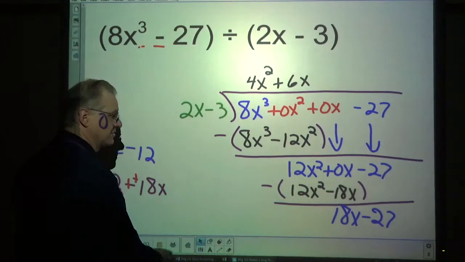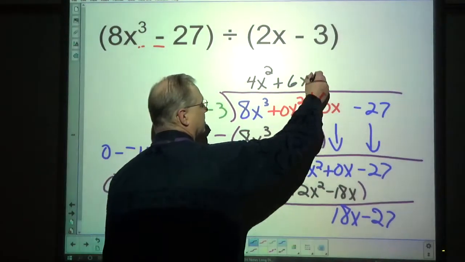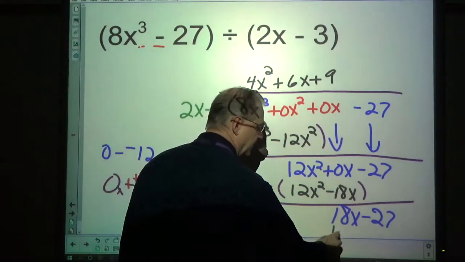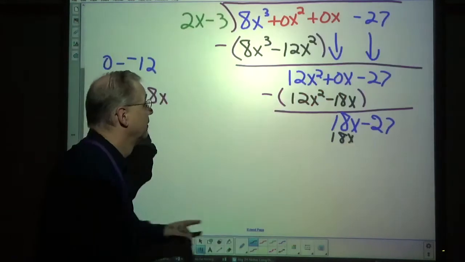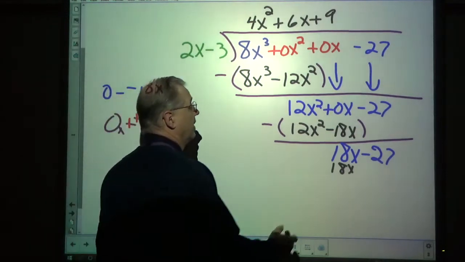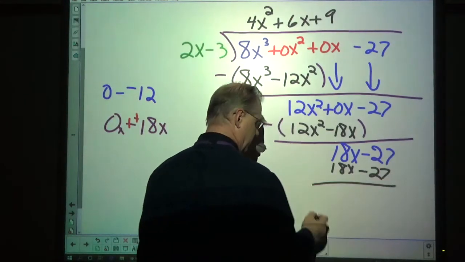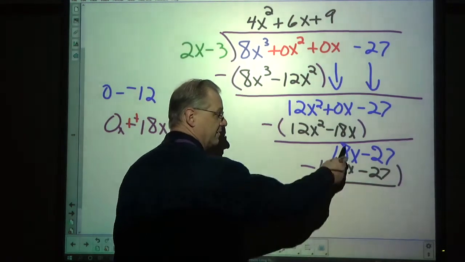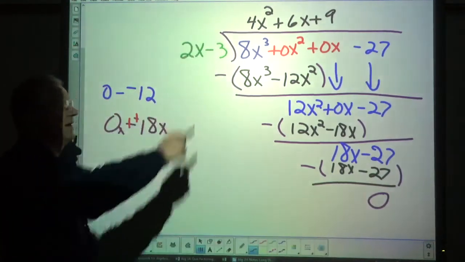Last step in the process, 2x times what gives me 18x? That's going to give me a positive 9. 9 times 2x is 18x. I'm going to have to move this up, running out of room. Not that far though. There we go. And 9 times negative 3 is negative 27. Please notice that worked wonderfully. These cancel, no remainder. There's my answer.